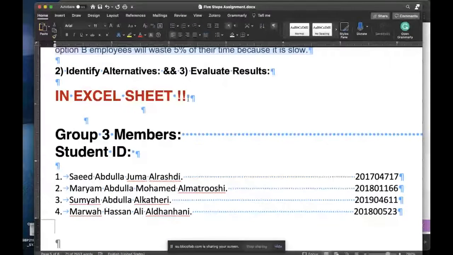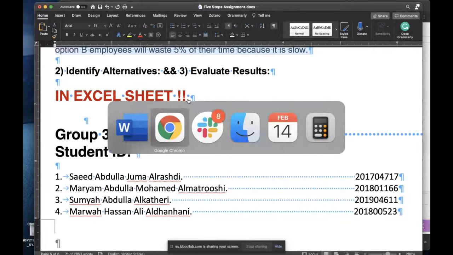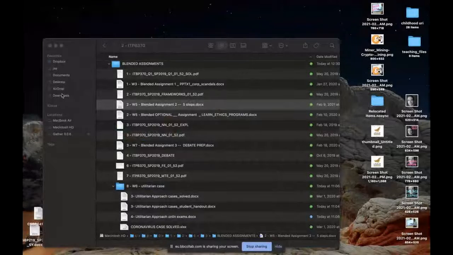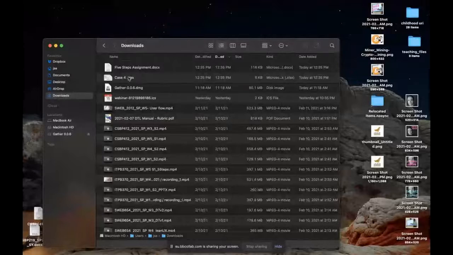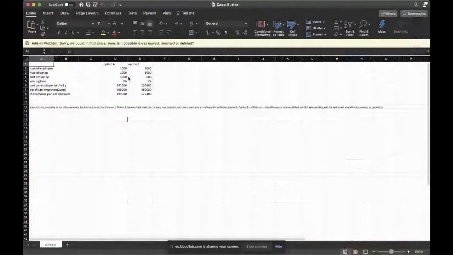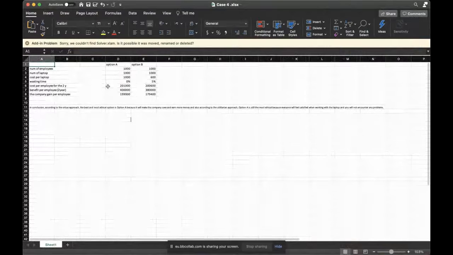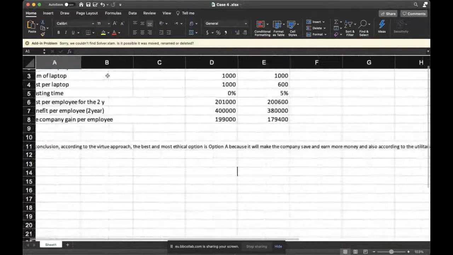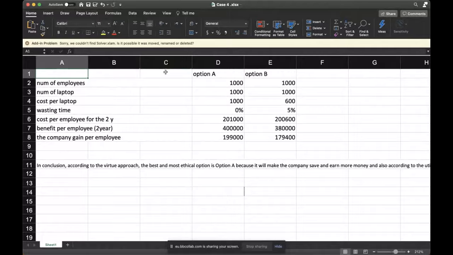In the Excel sheet. Wonderful. So let's go to the Excel sheet that I have downloaded. Excel sheet, guess what? Well done. Right. We couldn't find Solver. You have a Solver? Why? Okay. All right. Sumaya or Maria? Yes. Number of employees, 1,000. Okay. So can you explain the Excel to the class? Okay, doctor, I will try to explain it. Yes, go on.